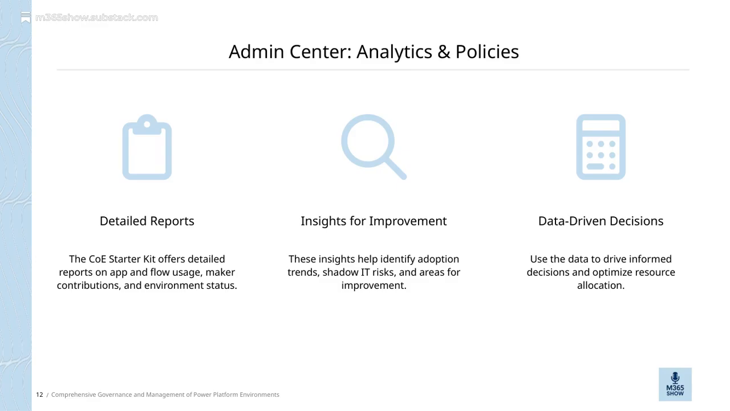Now, moving on to slide 12, let's talk about how we can use data to drive our decisions and make the most of our resources. When we analyze the data from our Power Platform environments, it helps us identify key trends, such as how widely our tools are being adopted and where there might be shadow IT risks, those unmanaged applications that can pose security concerns. These insights are crucial because they point us toward areas where we can improve, whether that's enhancing user training or tightening governance.